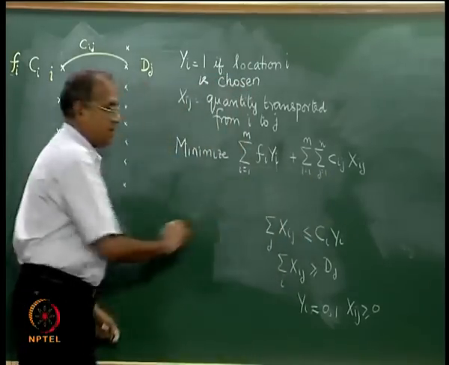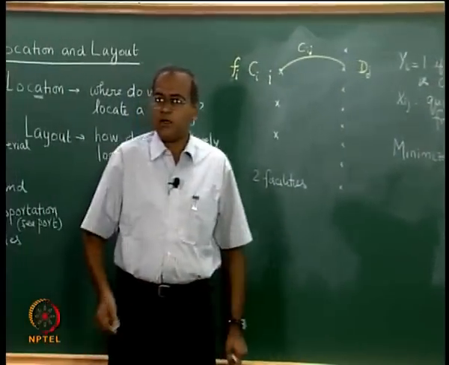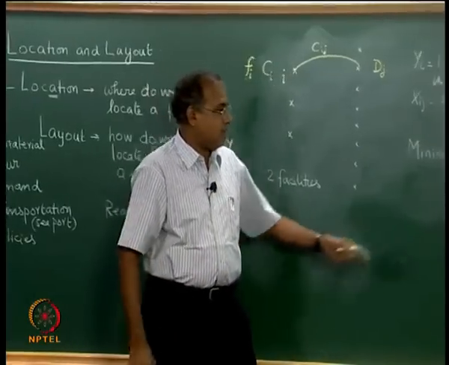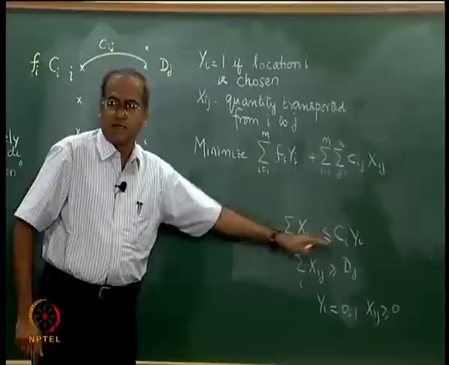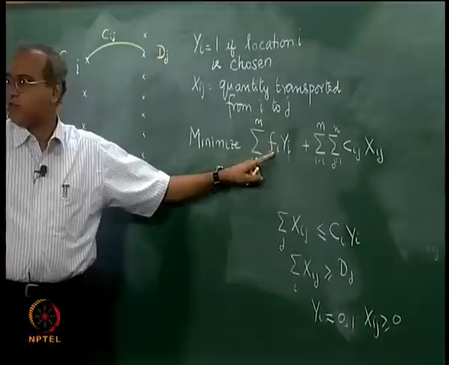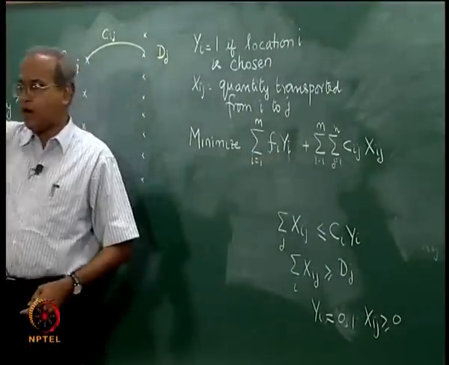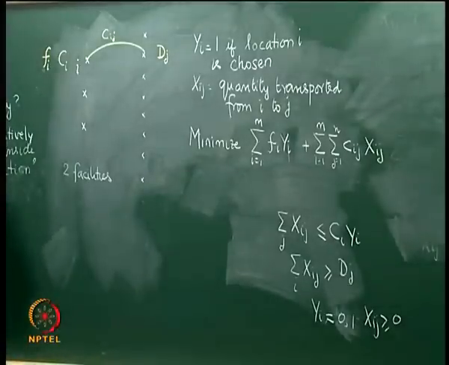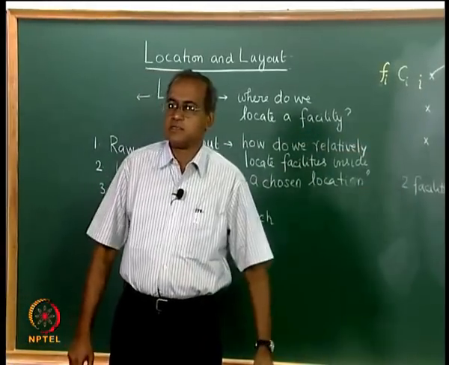and this is enough. It will automatically ensure that minimum number of facilities will be located because locating an additional facility is going to increase this Fi Yi. So the problem will automatically find out the correct number of facilities to be opened such that this cost is minimized.